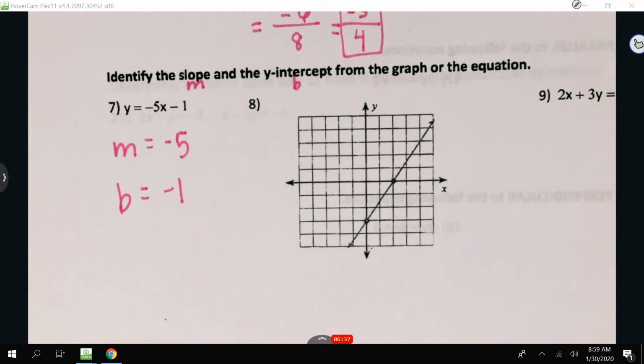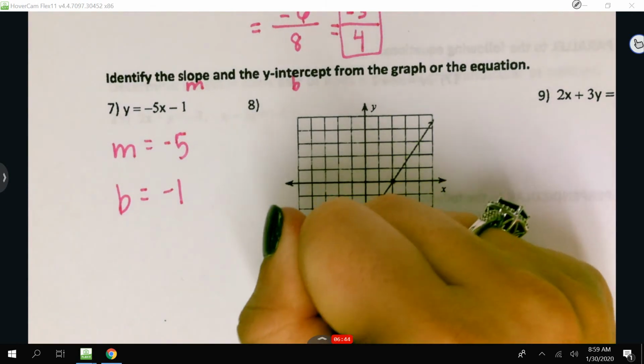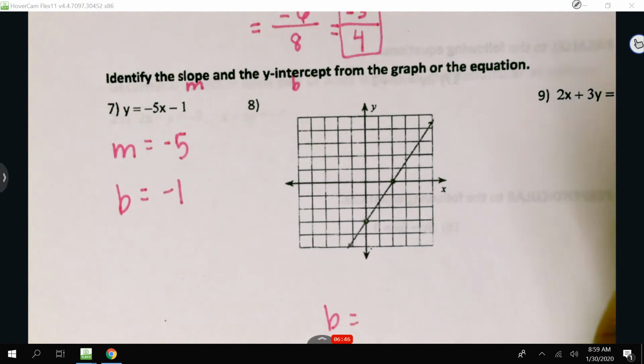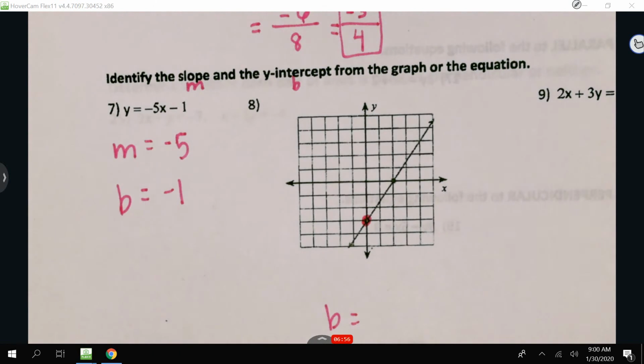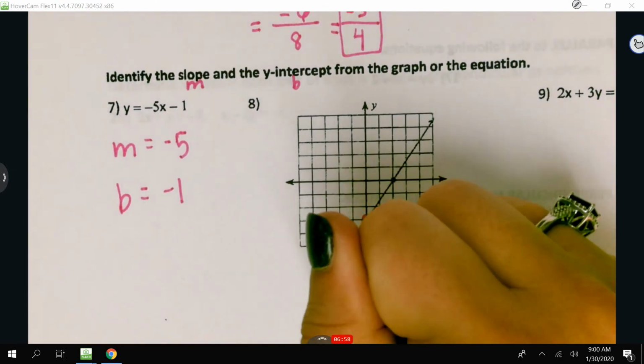All right, number 8, I have a graph. So first thing I need to find is what? Your y-intercept. My y-intercept, so my b first. So remember that y-intercept is wherever it's intercepting the y-axis, wherever it's crossing that y-axis. So in this case, it is this point right here, which is negative 3.